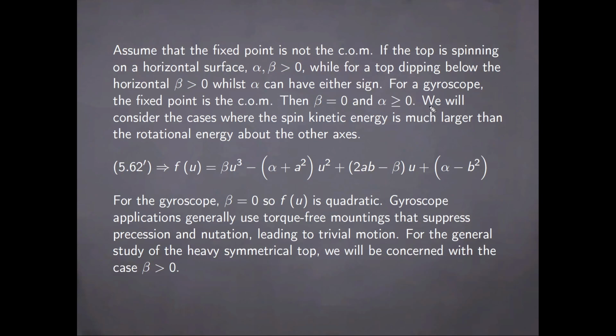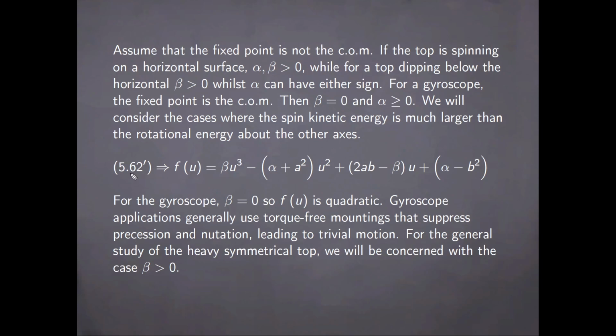Furthermore, throughout this discussion we will mainly be interested in the cases where the spin kinetic energy is much larger than the rotational energy about the other axes. So the dominant component of the motion is the spin rotation, and the precession and nutation of the top act mainly as small perturbations to the overall spin motion.